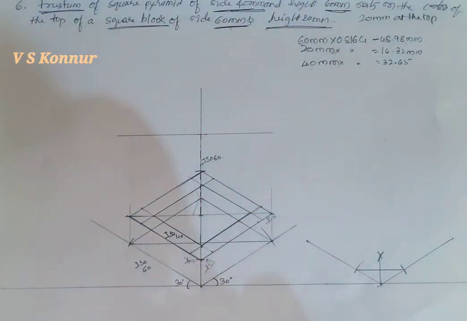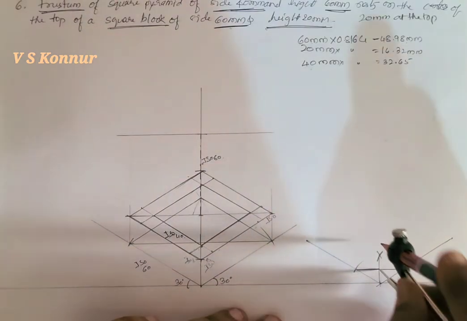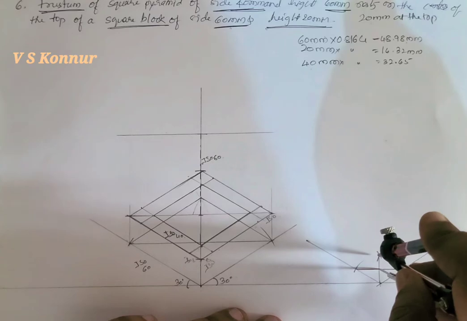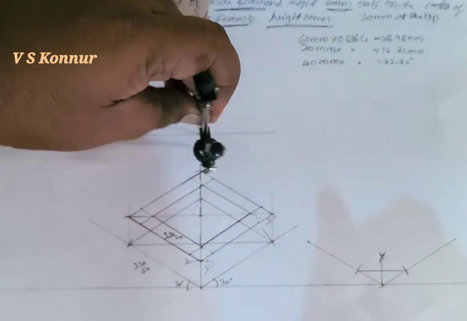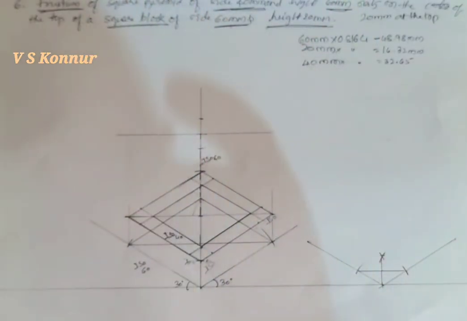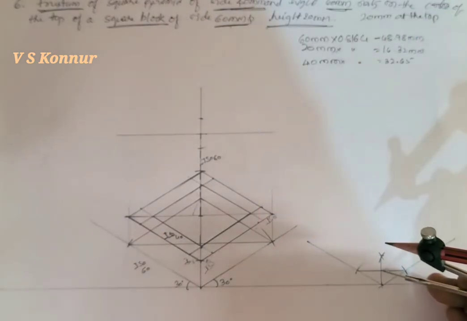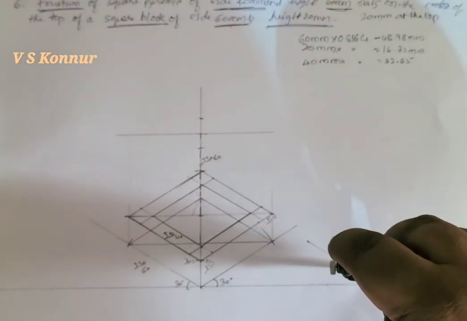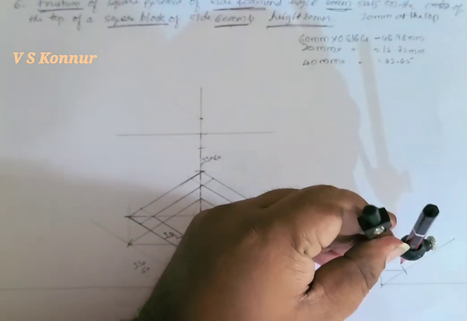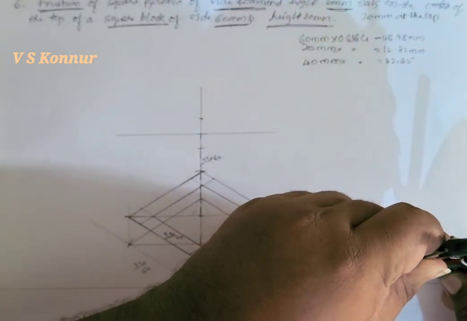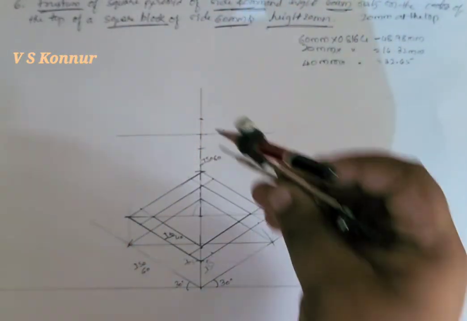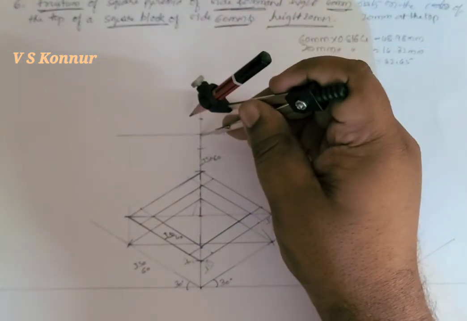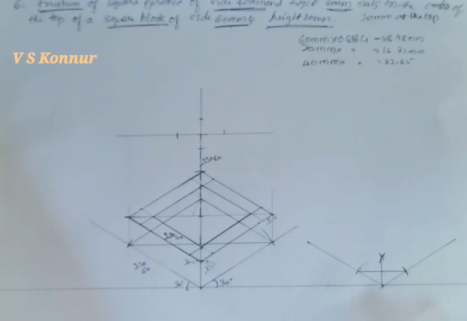Now we'll take the distance. We need only this much construction because we know the center at the top. Now what I need is the distance from the top. From this point I will cut on either side, then take this distance. By keeping the divider at this point, we'll cut on either side. Then I will join it.